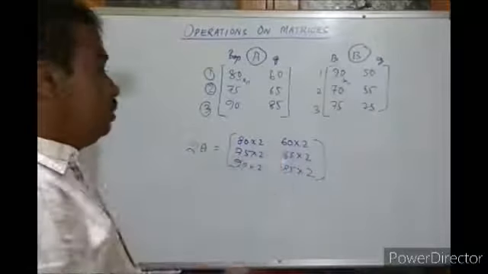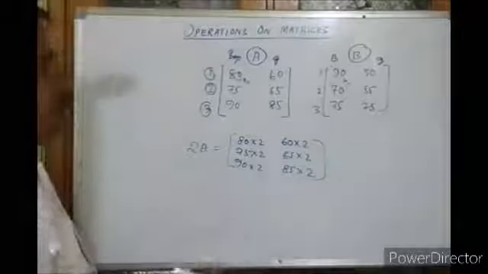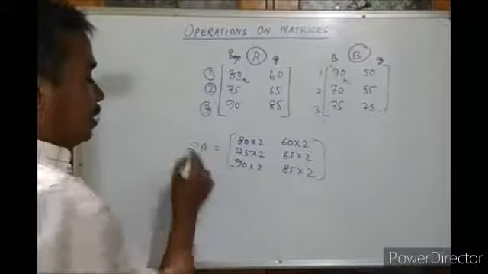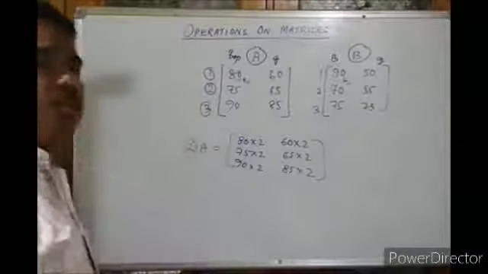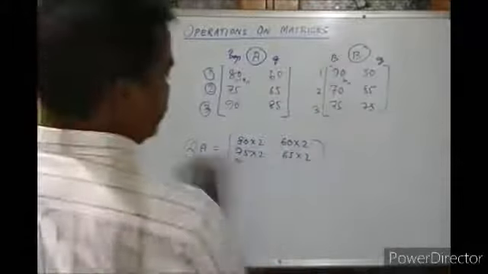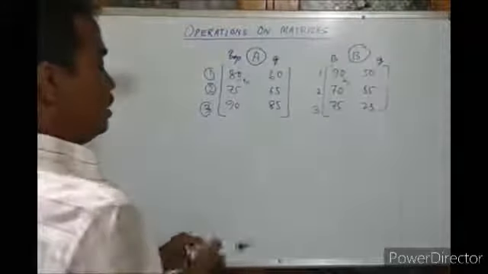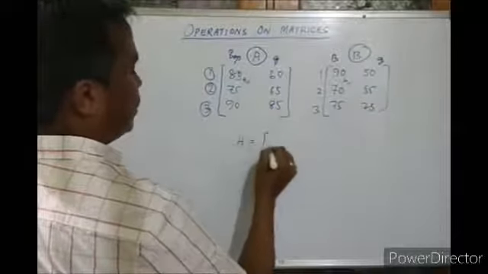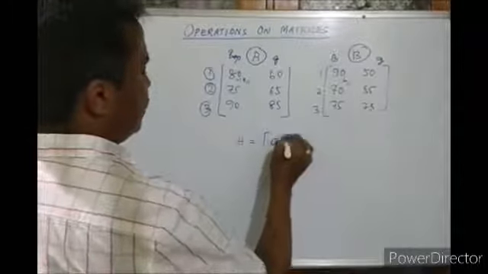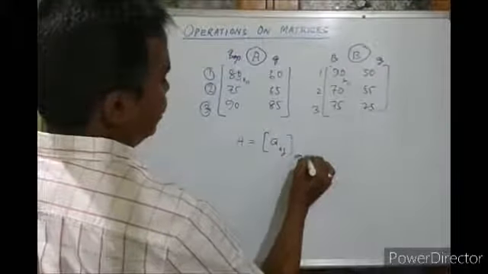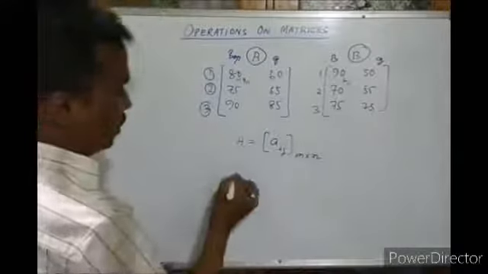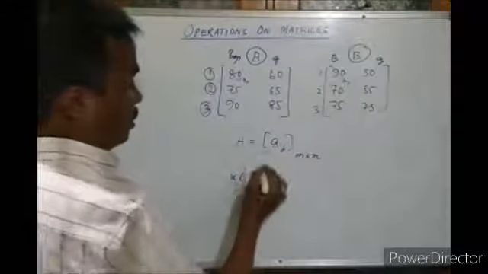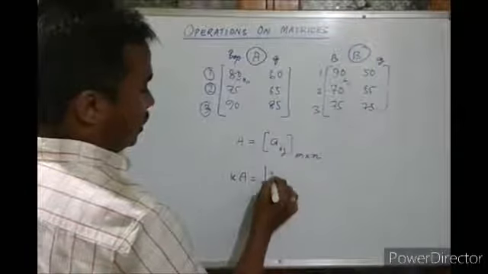So we have got the multiplication of a matrix by a scalar. This situation is represented by multiplication of a matrix by a scalar. And what is that scalar? The scalar here is 2. So multiplication of a matrix by a scalar is defined like this: if A is a matrix, say Aij, whose order is m by n, and we multiply it by a scalar k, then each element of this matrix gets multiplied by k.